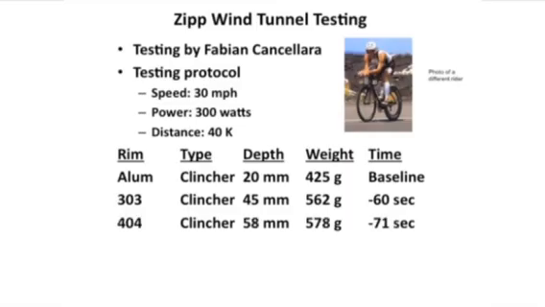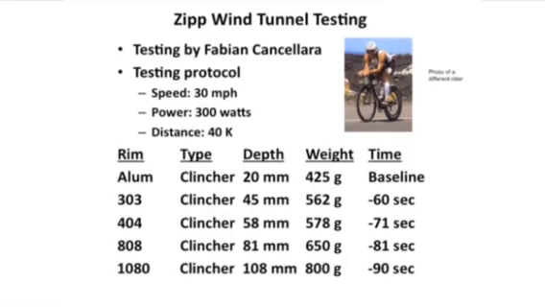In the case of the 404, we go to a deeper section rim. The rim is still heavier, but the time goes down. And with the 808, the same trend continues. In 81 millimeter deep rim, even heavier rim, but even faster. And here, the 1080, the deepest of them all, 108 millimeters, 800 grams, almost twice the weight of the aluminum rim, but Cancellara completed the protocol time trial in 1.5 minutes less time.